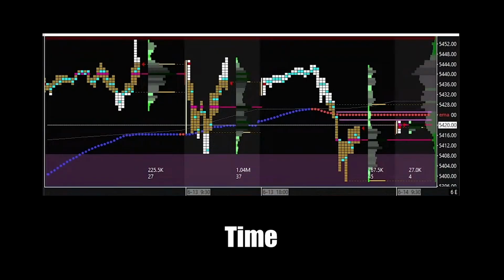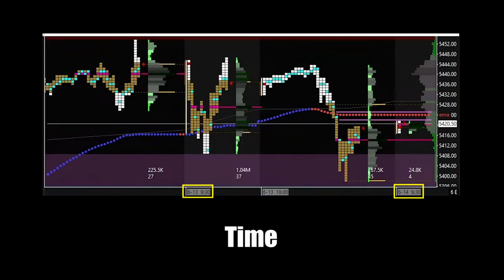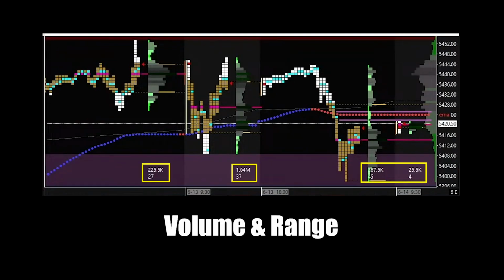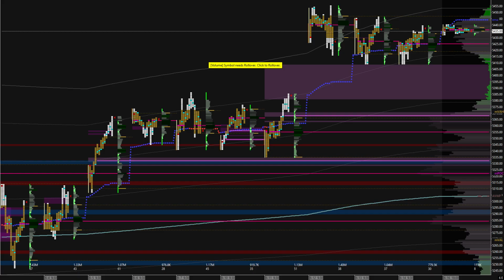At the bottom of the TPO chart, you can see each day marked with the date and the time with which it begins. It'll say 9:30 for the RTH session, or regular trading hours, the time at which the cash market opens, or it'll say 1800 for the overnight session, which begins at 6 p.m. Eastern. You'll also see little numbers to indicate the volume of each session and the range in points of the session. So Friday, June 14th, 2024 session had 779,000 contracts traded in a 30-point range, and the prior day had about 1 million contracts in a 37-point range.